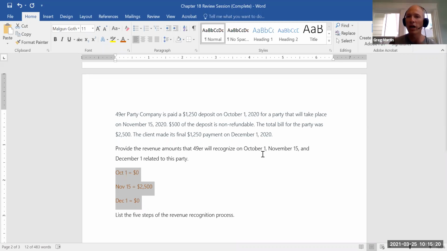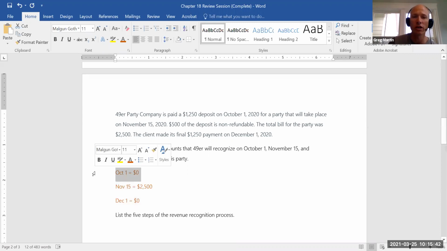And even with the $500, it doesn't matter. It could be refundable, non-refundable, separate check, same time, different time. It doesn't matter. It's for recognizing revenue. You recognize revenue when the performance obligation is complete. And that happens on November 15th and only on November 15th. Okay? This traditionally is the most commonly missed question that I give on any test.